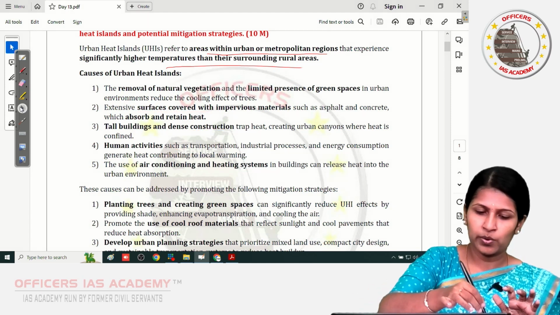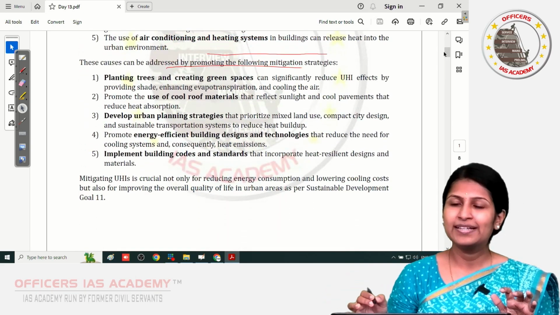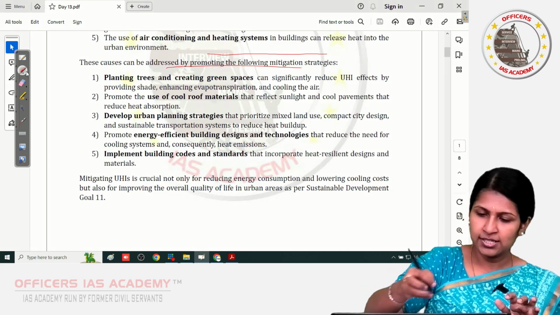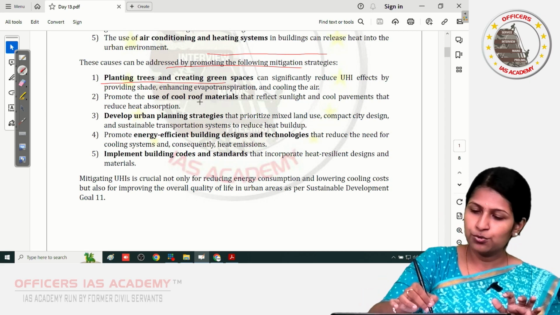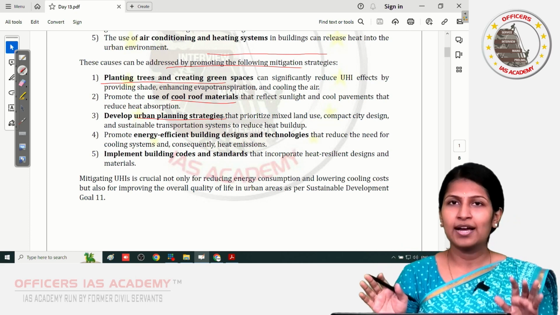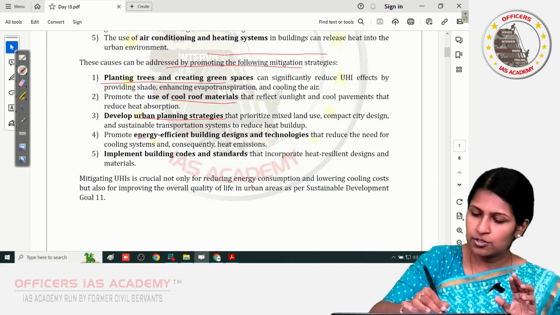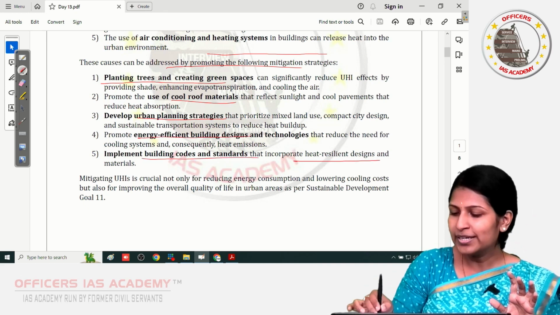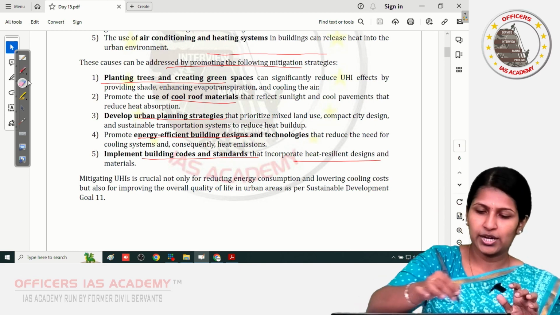So the next part of the question was to address what are the possible mitigation strategies. So you need to write points for providing the mitigation strategies. Yes, so planting trees and creating green spaces. Yes, and then use of cool roof materials and developing urban planning systems. Effective urban planning is one important step towards tackling urban heat islands. Yes, energy efficient building designs and implementing building codes and standards to incorporate heat resilient designs. So these are few mitigation strategies which can be adopted.